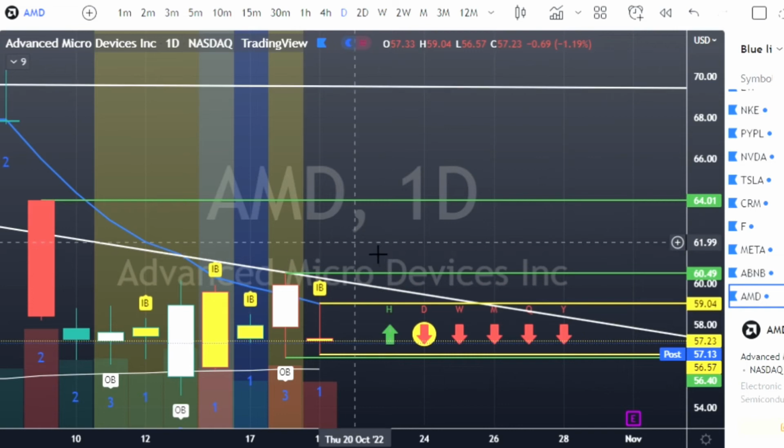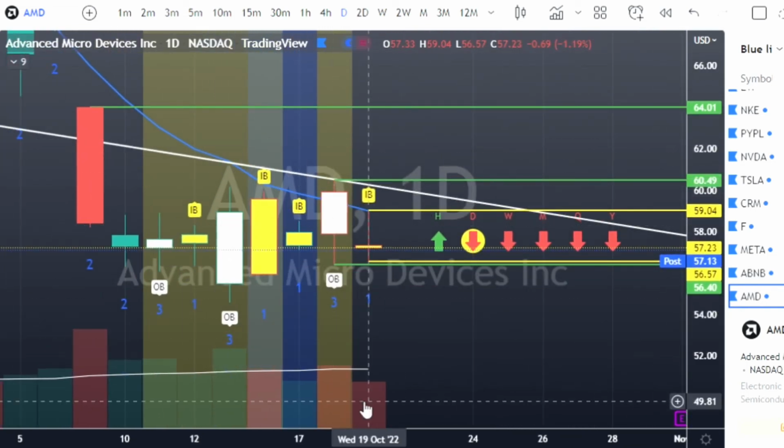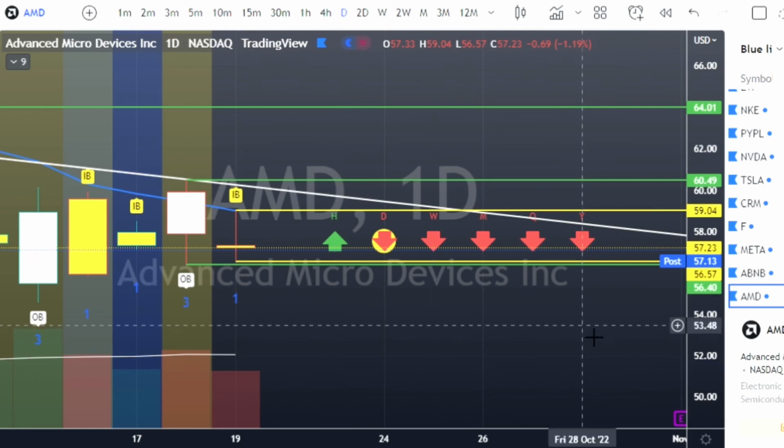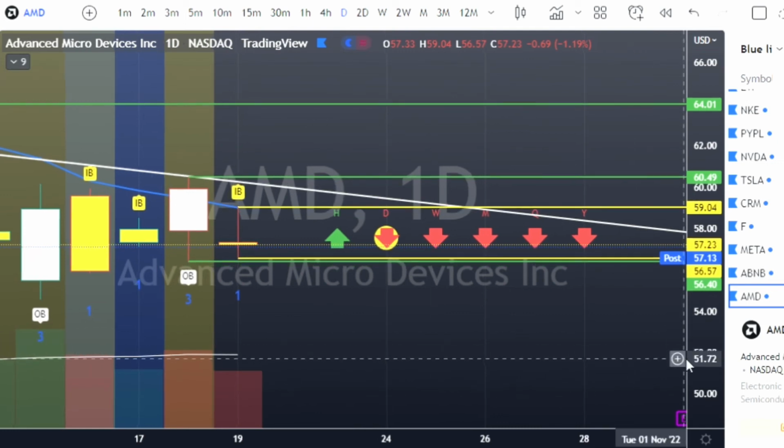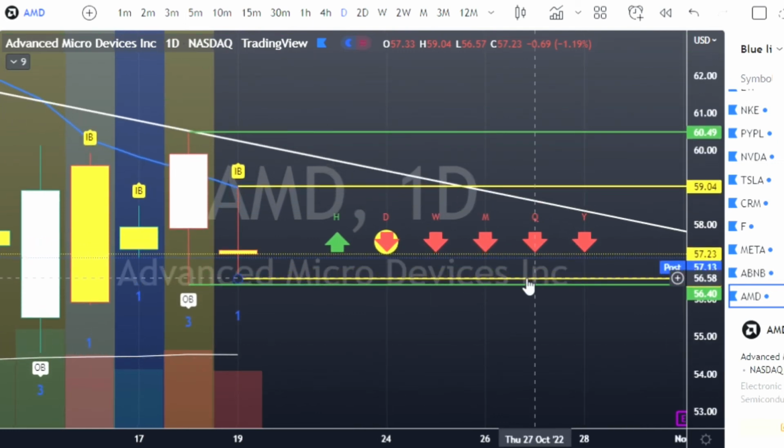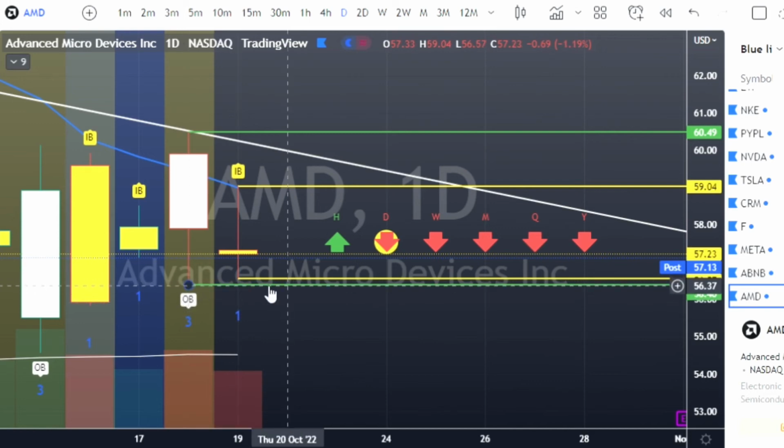AMD has an inside bar. It's actually a 3-1 setup. So outside bar, inside bar. We're going to look for calls at 59.04 or puts at 56.57. The magnitude to the downside is not great.